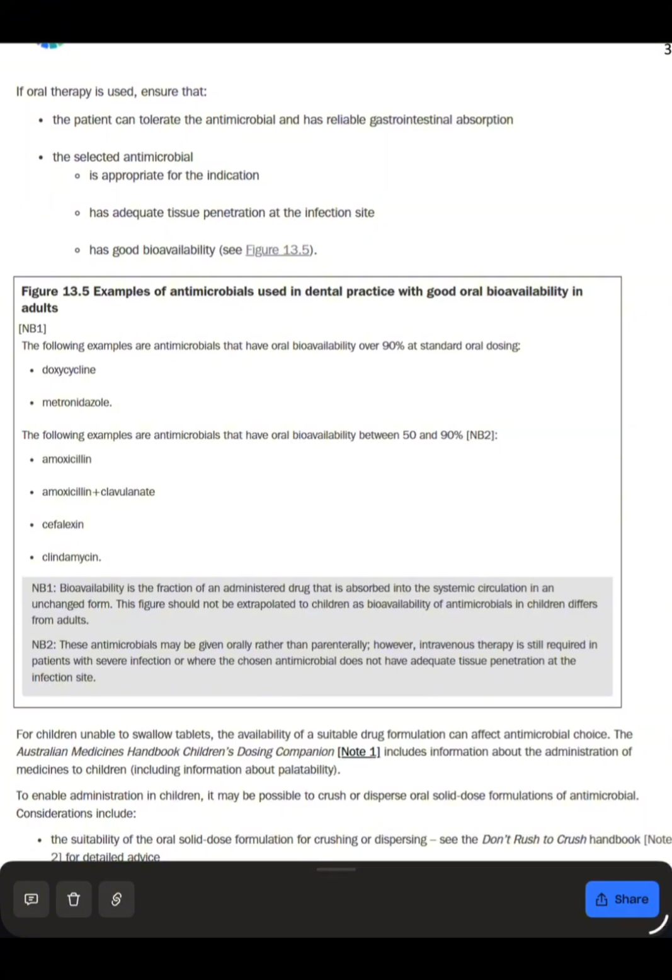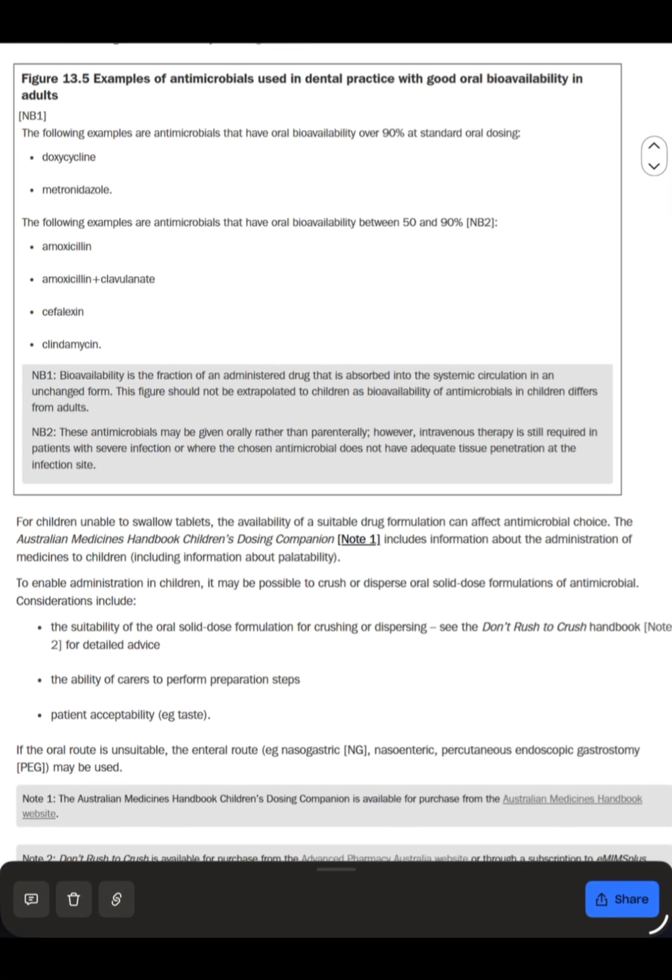So these antimicrobials may be given orally rather than parenterally. However, intravenous therapy is still required in patients with severe infection or where the chosen antimicrobial does not have adequate tissue penetration at the infection site. Now, for children who are unable to swallow tablets, the availability of a suitable drug formulation can affect antimicrobial choice. The Australian Medicines Handbook Children's Dosing Companion includes information about the administration of medicines to children, including information about palatability.